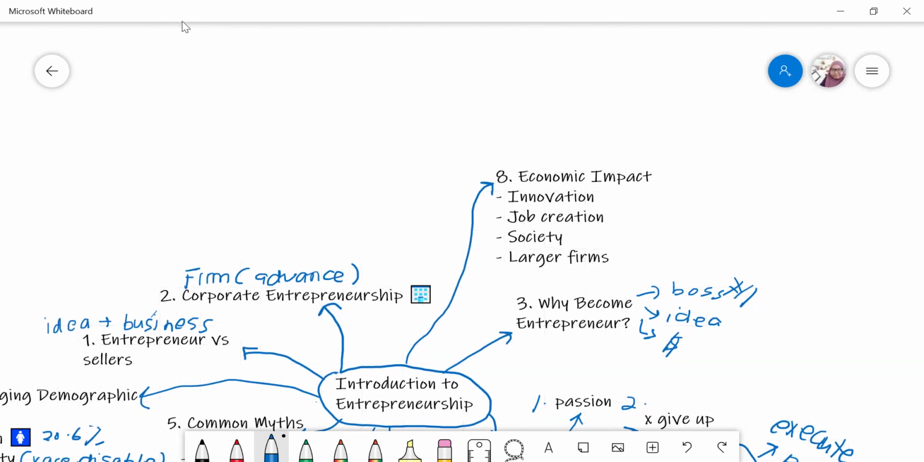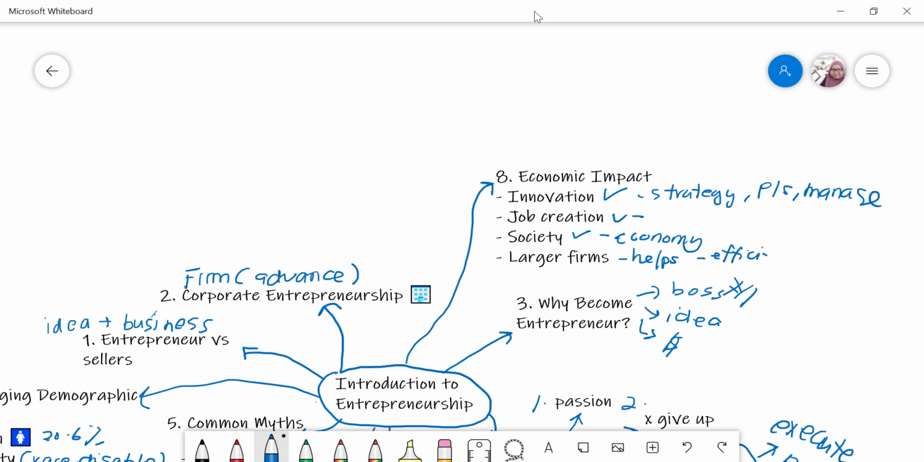Economic impact. What do you actually give back when you become an entrepreneur? The first one, you do innovation. Innovation in terms of what? In terms of strategy. Not only product and service, but also strategy, the way you do your business and manage your business. And then of course you do job creation, you give people jobs, which is very good. And society in terms of economy, and you also help larger firms be more efficient.